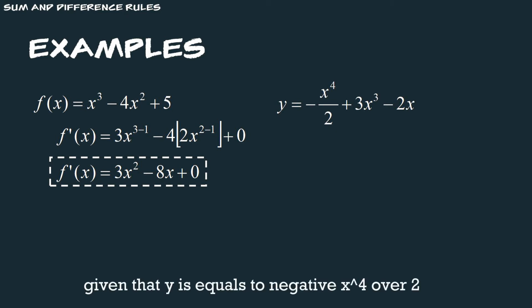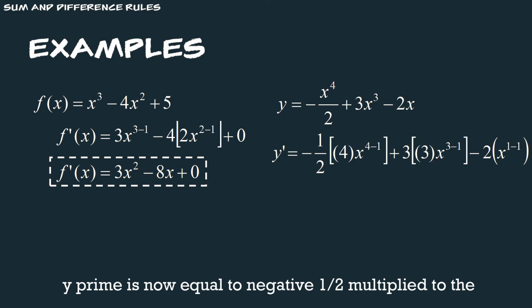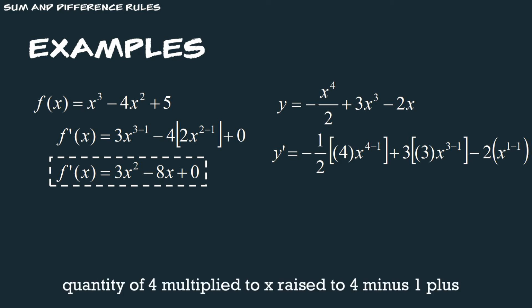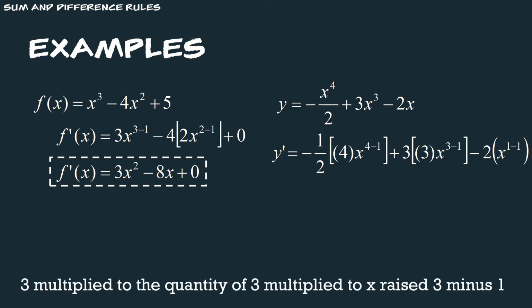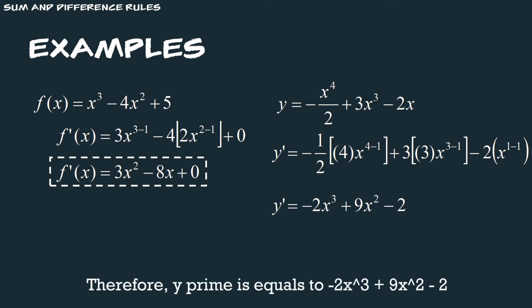Given that y is equal to negative x raised to 4 over 2 plus 3x cubed minus 2x, y prime is now equal to negative 1/2 multiplied to the quantity of 4 multiplied to x raised to 4 minus 1 plus 3 multiplied to the quantity of 3 multiplied to x raised to 3 minus 1 minus 2 multiplied to x raised to 1 minus 1. Therefore, y prime is equal to negative 2x cubed plus 9x squared minus 2.